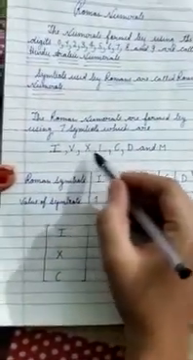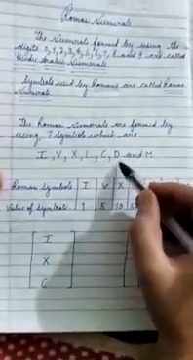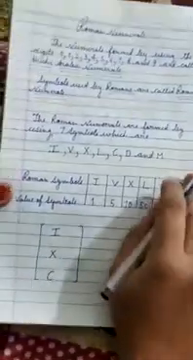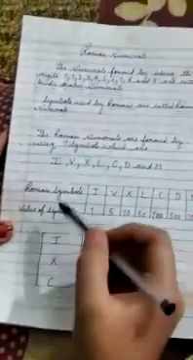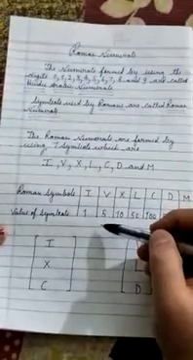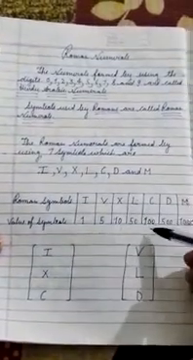The Roman numerals are formed by using 7 symbols which are I, V, X, L, C, D and M. The value of symbol I means 1, V means 5, X means 10, L means 50, C means 100, D means 500 and M means 1000.